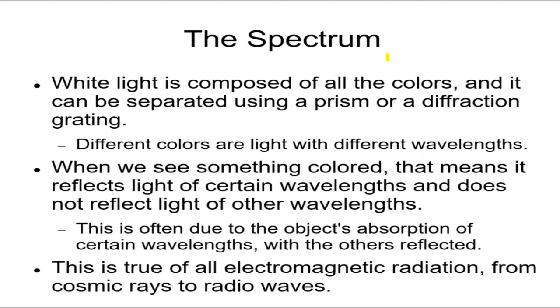And we can actually separate them. We can use a prism. When you put light through a prism, you'll see a rainbow. And this shows that light is actually composed of different colors, which can be separated. It can be separated with a diffraction grating. I'm not going to go into how these things work, but it can be separated with a diffraction grating.